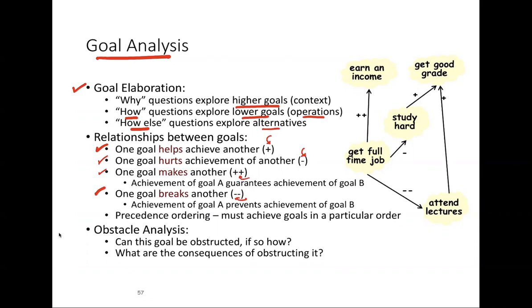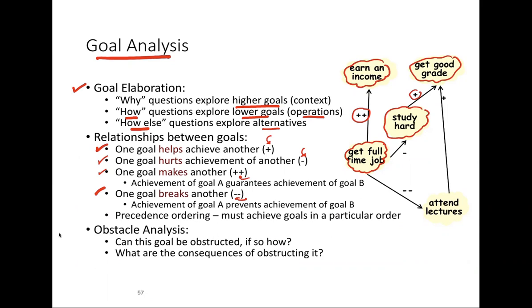So if you look here, the study hard goal helps. If you study hard, you will get good grade. So that means the study hard goal as a soft goal for me will help in achieving the get a good grade. However, if you get a full-time job, that will hurt on studying hard because it may affect your study. On the other hand, if you like to make a good income, that means the relationship between the get full-time job to the earn an income is really a good relationship.